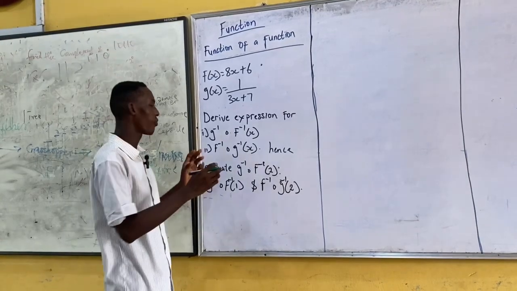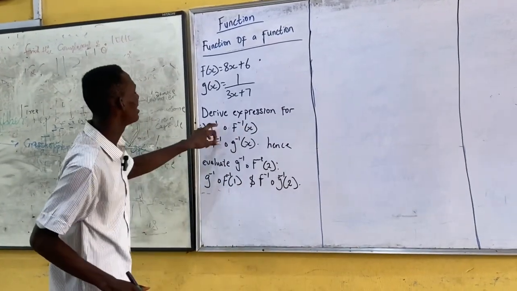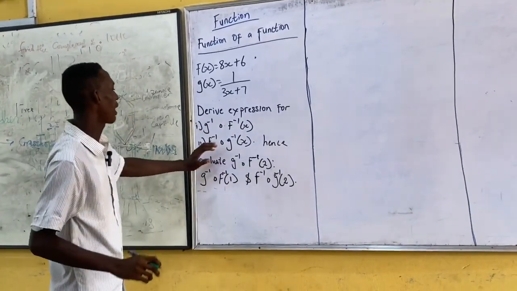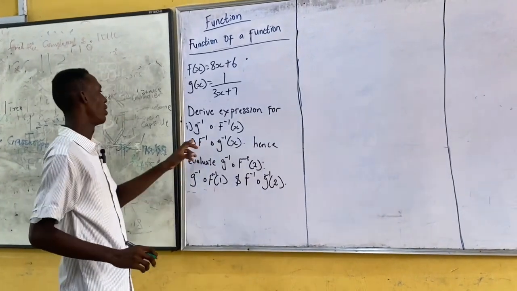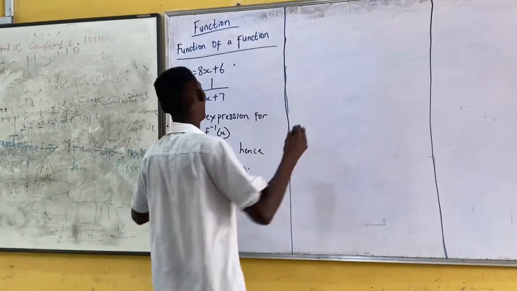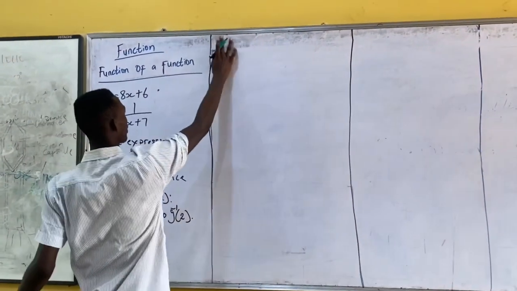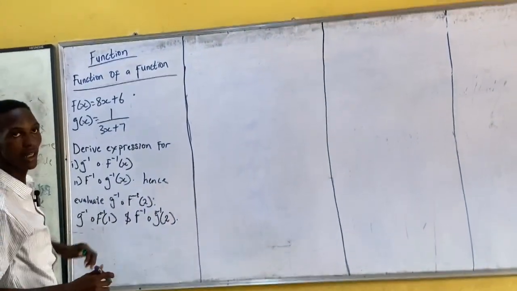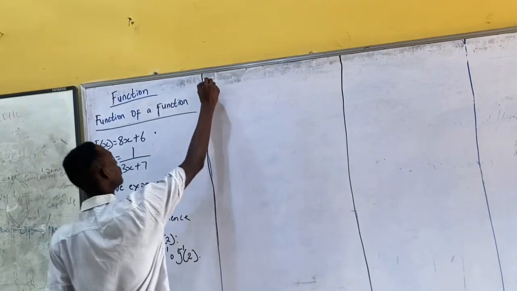Before you can solve a question like this, you have to find the inverse of both before you can even decide to read the further question. Let's get the inverse of both. So how do we do that? In our previous class, I touched on the intro of the inverse of a function.